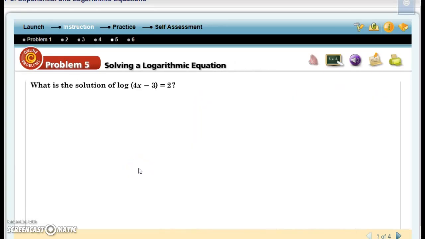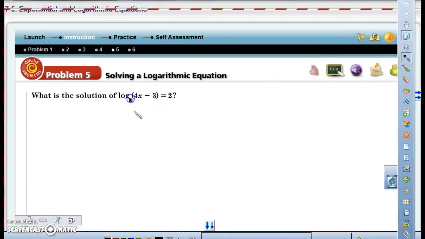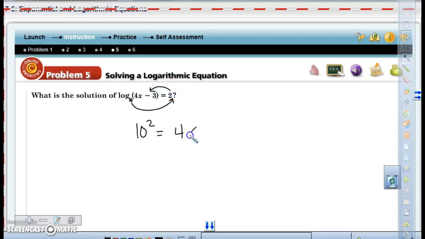Okay, we're going to ask to solve this equation. And notice that the base is not written, so it's understood to be a 10 here. It's a common logarithm. So we're going to do that water cycle idea. So 10 squared is going to equal 4x minus 3. And we'll solve for x.